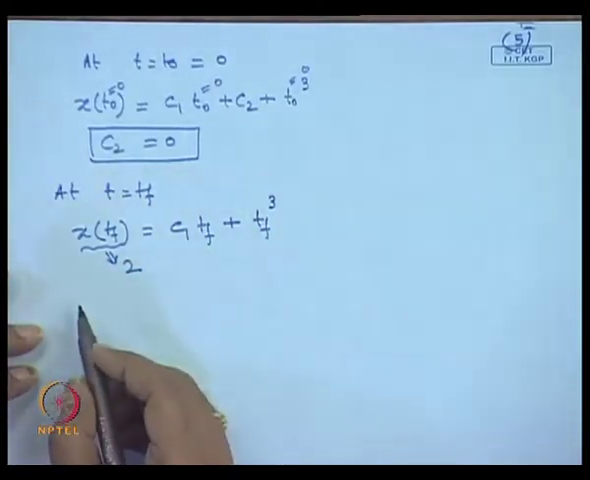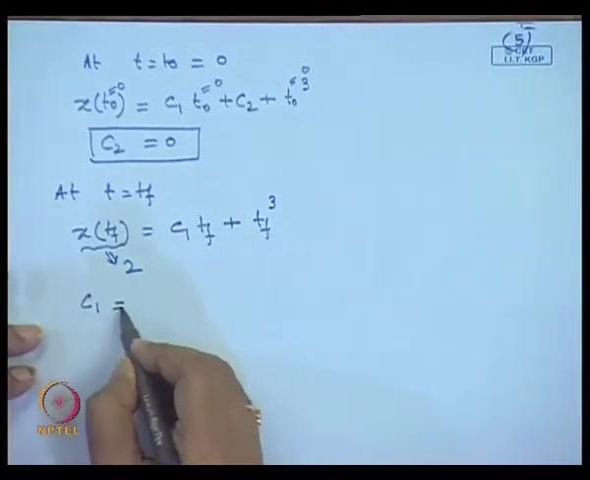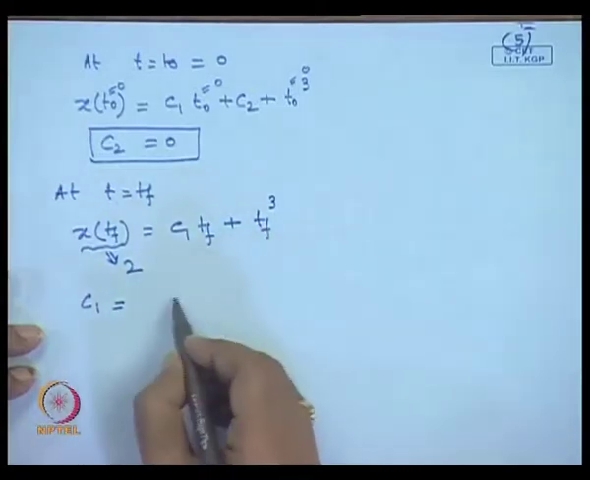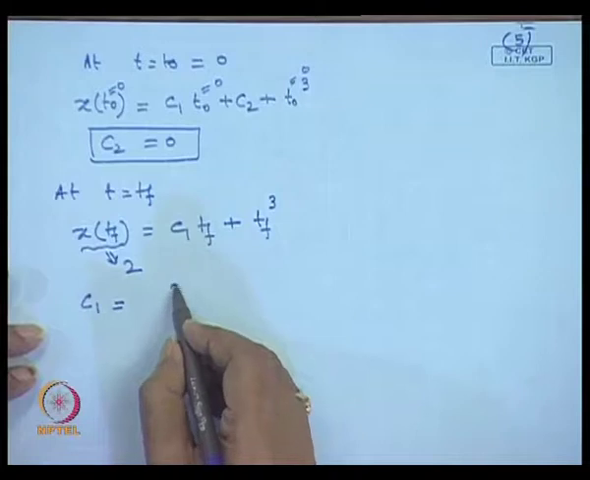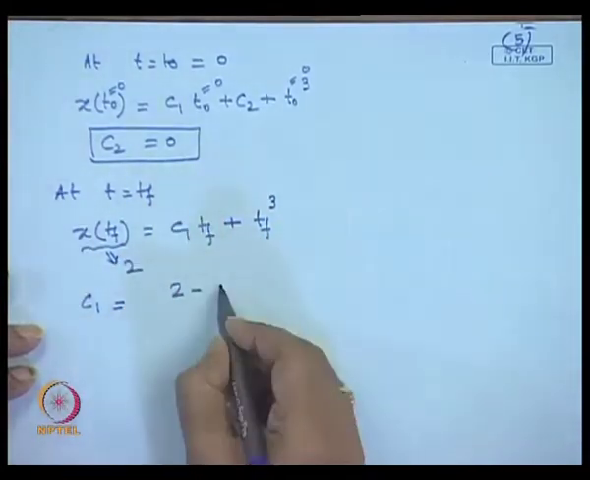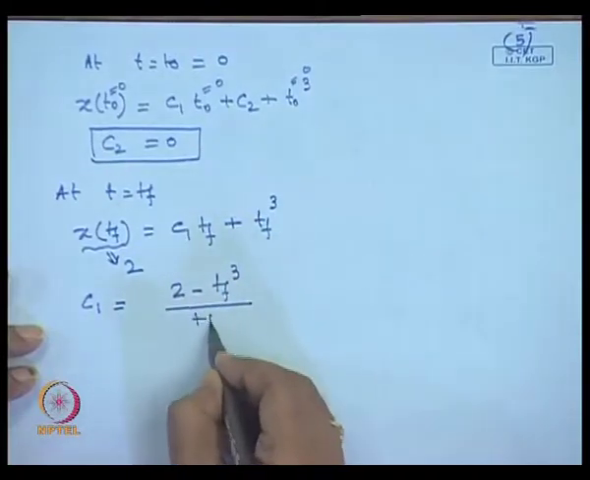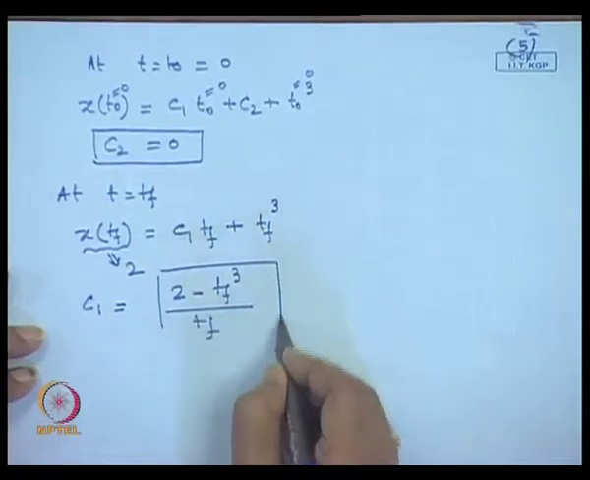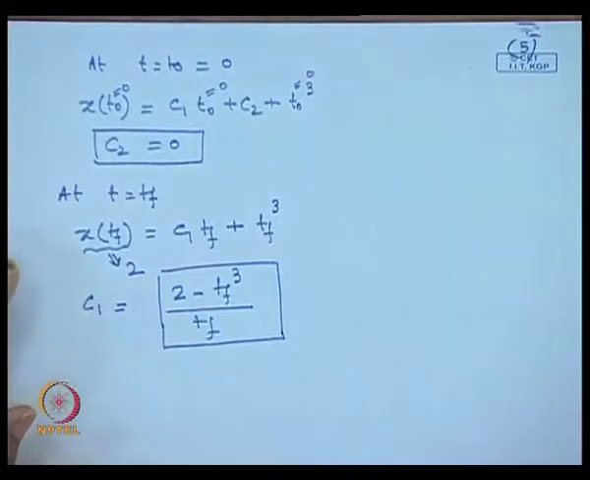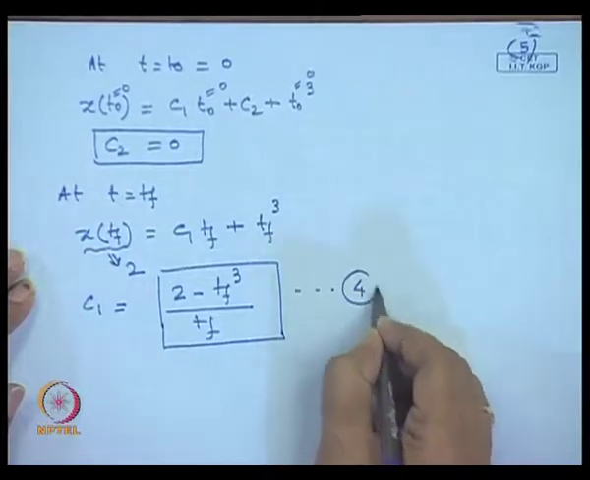So, now our C 1 value is what? We can write C 1 value as 2 minus T f cube, divided by T f, taking these terms to this side. So, this is the value of C 1, but it depends on the final time T f, because T f is free for us. Let us call this equation number 4.